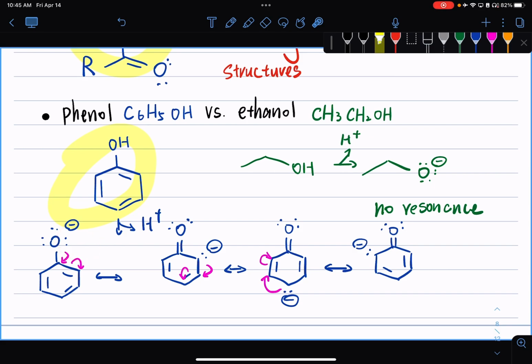The conjugate base of your phenol is being stabilized by resonance structures, and that is why your phenol is a stronger acid. All right, so resonance structure lies in the very heart of organic chemistry, not just where you're drawing the Lewis dot diagram. It also plays a role in how your reactivity works and also plays a role in the acidity of your organic molecule.